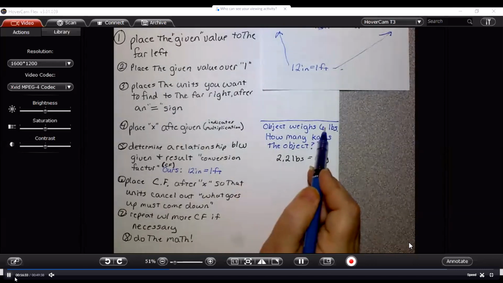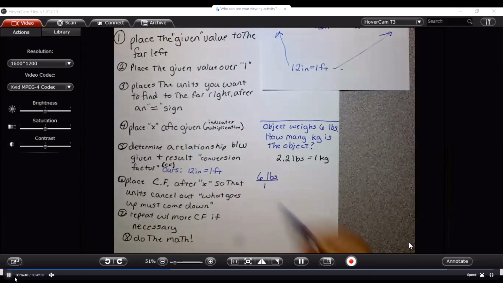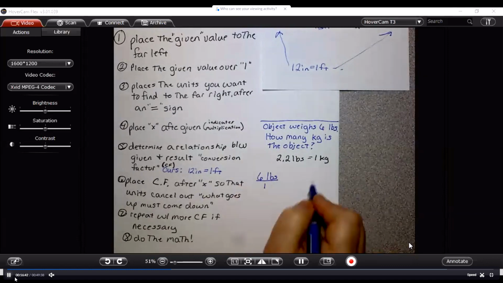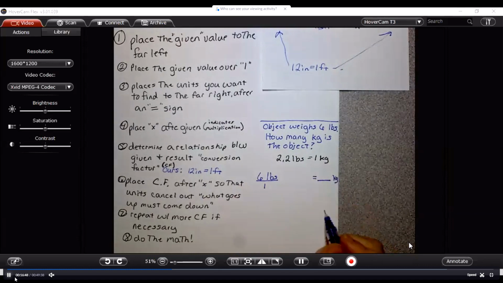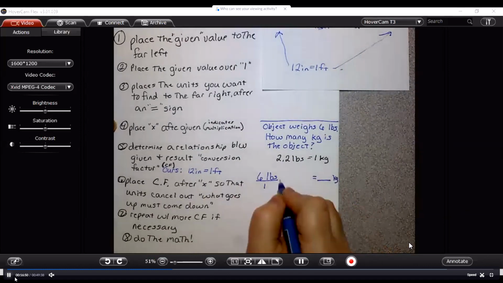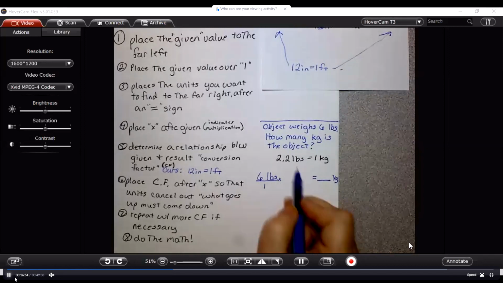Okay, so when we're working this problem out, you have 6 pounds as your given number. Remember, that goes on the far left. We're going to place it over 1. Then we have our equal sign and our kilograms on the far right. So we're through step 3. Place our X to show multiplication.